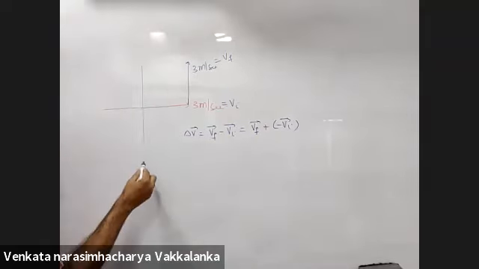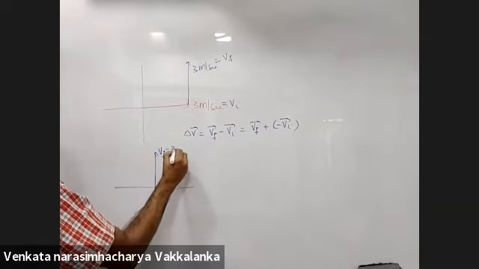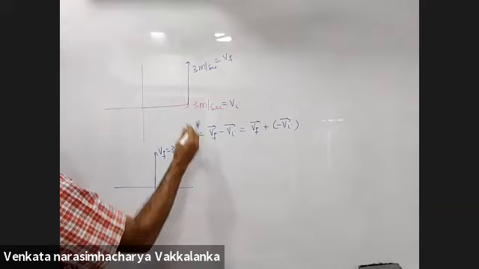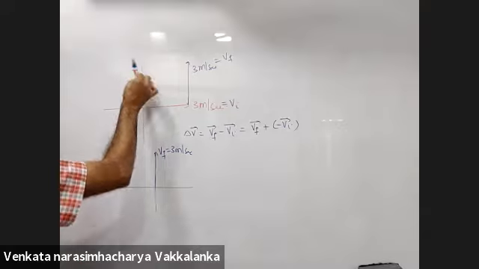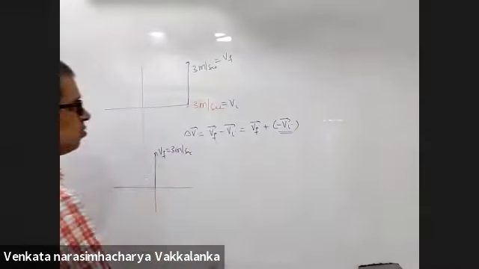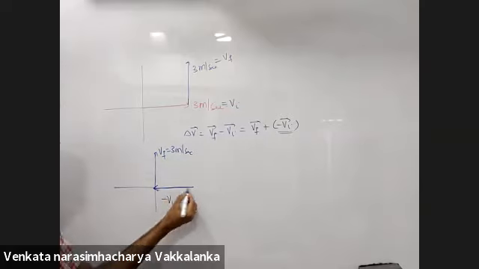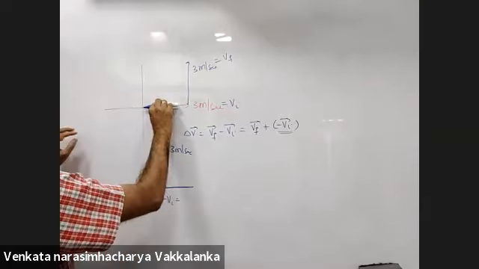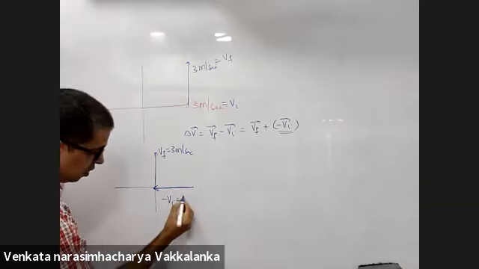I'll keep V final as it is along the y-axis. This is V final, 3 meters per second. You translated this vector to the origin. Yes, I can, same direction, same magnitude. Plus of minus V initial, I have to reverse this direction. I'll have to reverse V initial with a negative sign, so it will be this in the reverse direction. Is this clear?